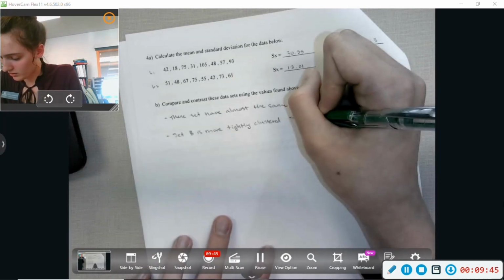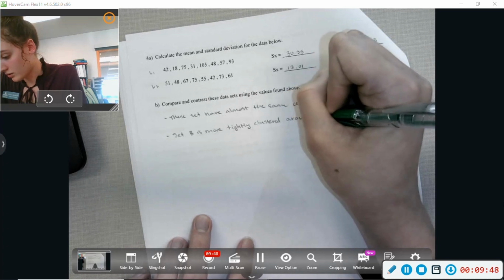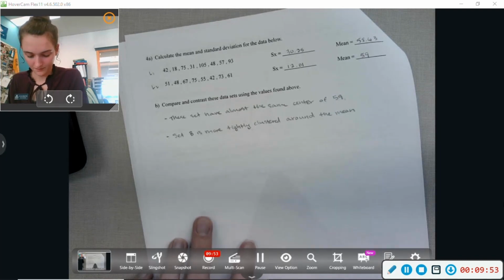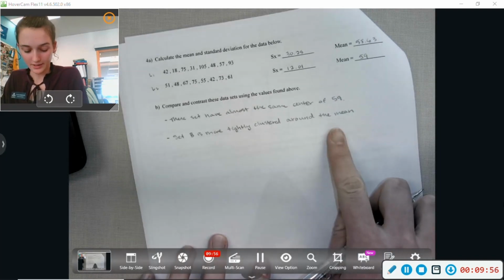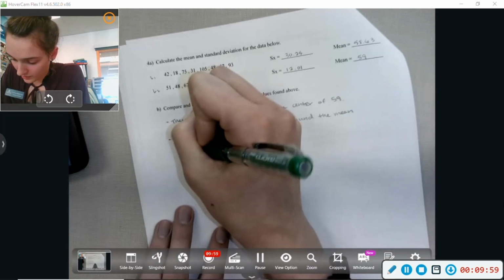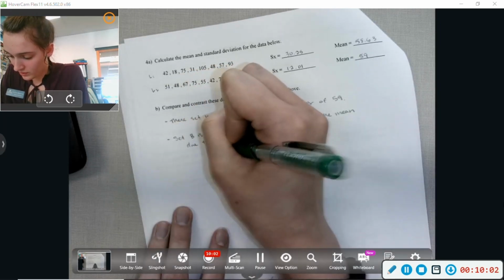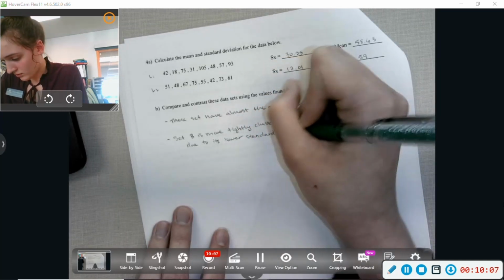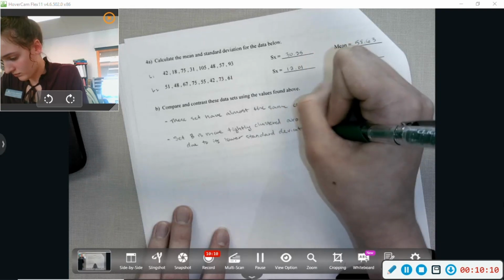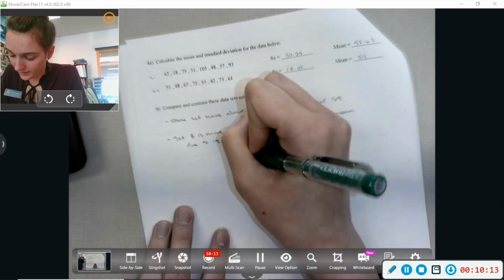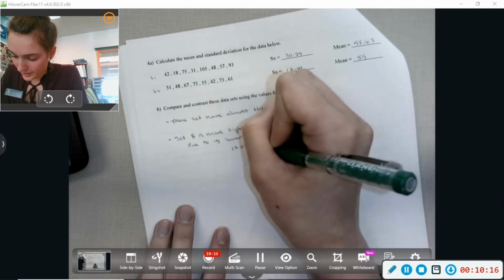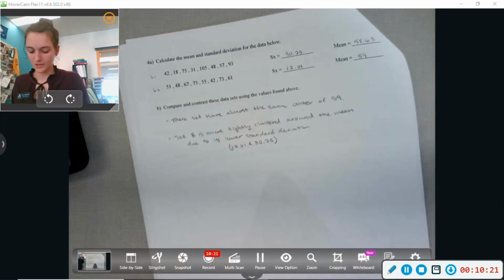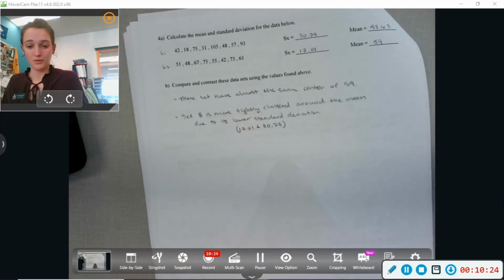around the mean. And that's, again, because of its lower standard deviation, right? And again, here we can say 12.01 is less than 30.25. Okay. Awesome. So that is standard deviation.